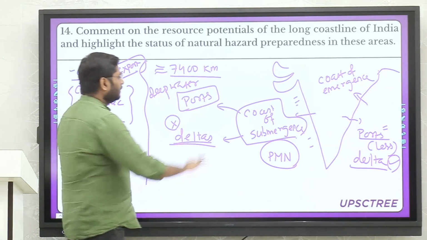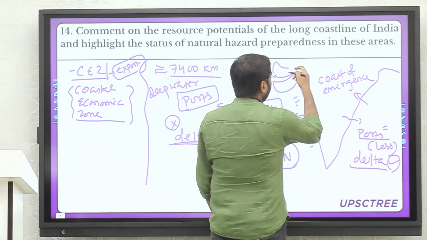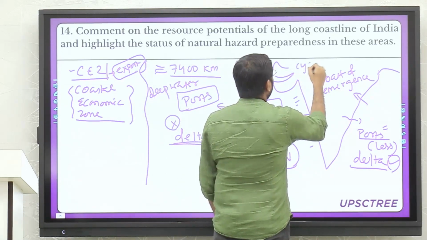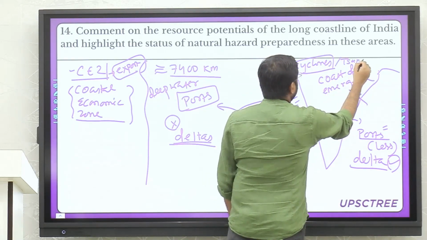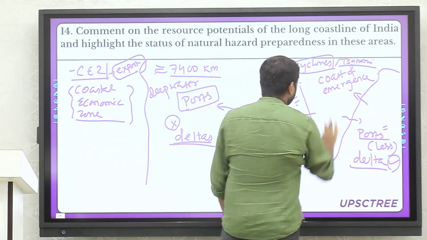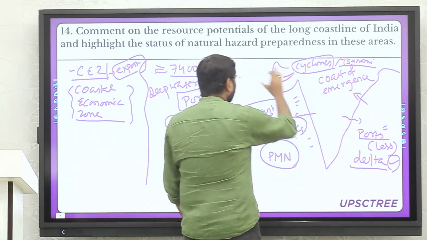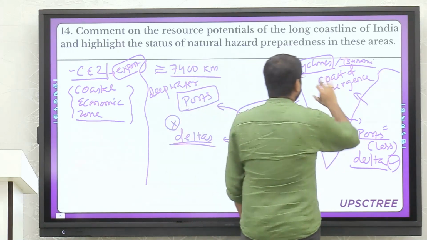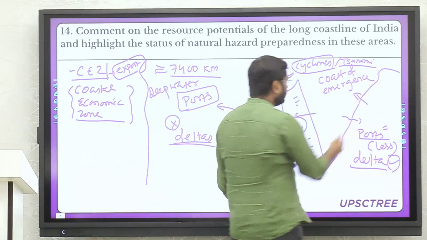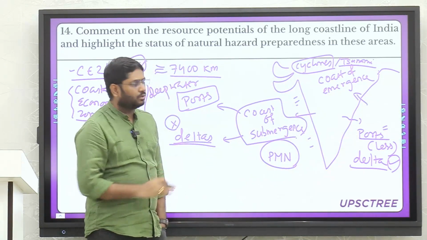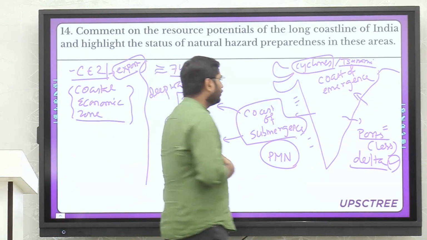But next part is highlight the status of natural hazard preparedness in these areas. Okay. The majority of hazards that we face over here are cyclones or tsunami. Coastline mostly faces this, and many of our bigger towns and cities are in and around our coast. So, cyclone or tsunami. Now, the eastern coast, यहाँ पे क्या कर सकते हो? Eastern coast is more vulnerable than the western coast as far as cyclones or tsunami is concerned. That you can mention over here.